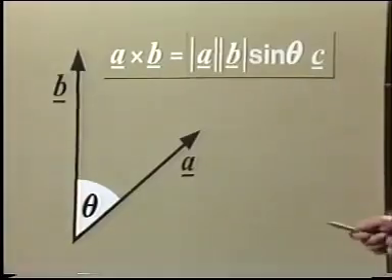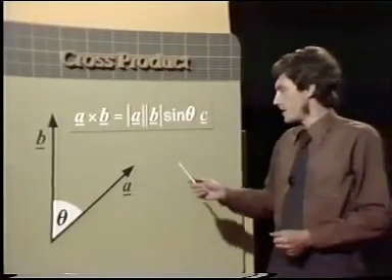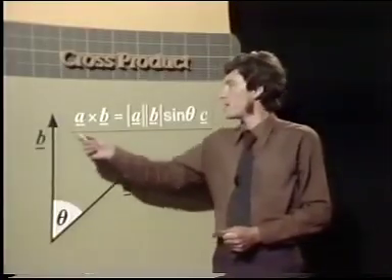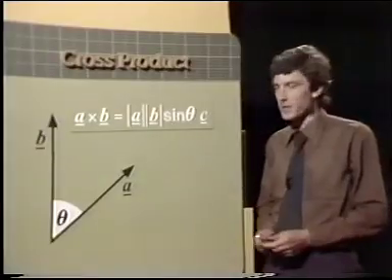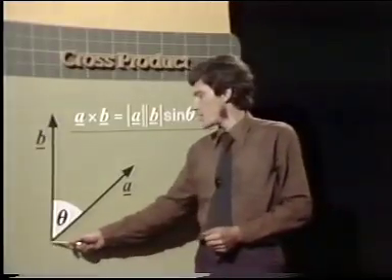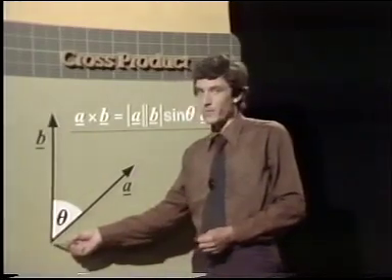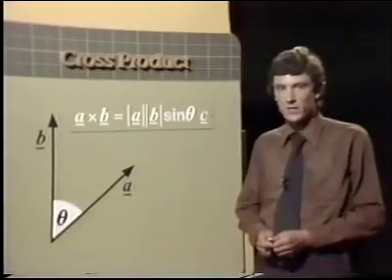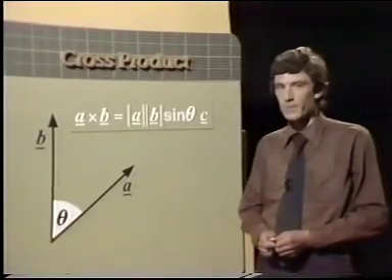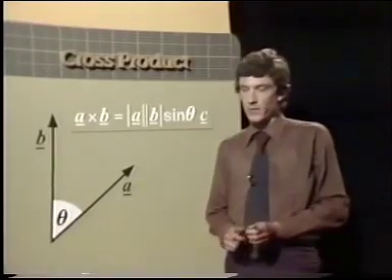The direction of the vector is given by the unit vector C. C is perpendicular to A and perpendicular to B. Now that gives us two directions for C. C could either point out of the board or into the board. And we need a convention or rule to tell us which direction C points. Well, the convention is the right-hand rule, which says the following.